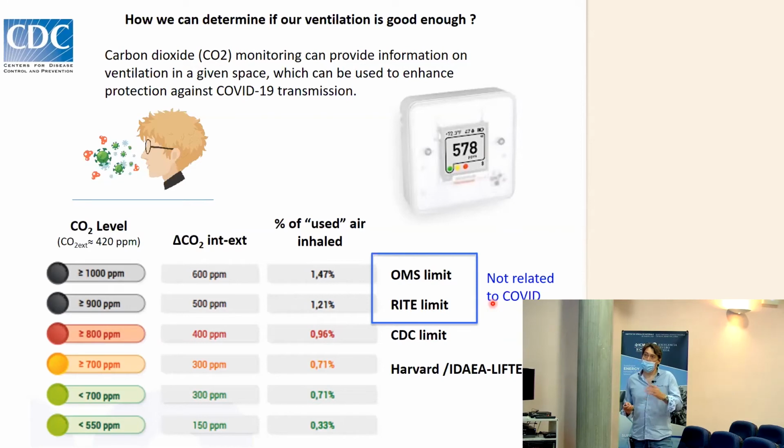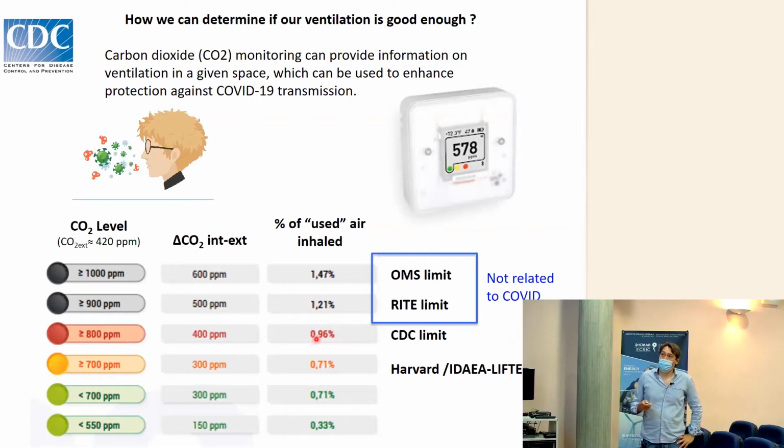Right now, our limits to avoid or to lower the possibility of transmission of COVID are around 800 for the CDC limit, and our limit was a little bit lower, 700. Well, these limits are based on models of how much air you are breathing every time you breathe that has already been breathed by somebody else. For example, at 800 ppm, 1% of the air you are breathing every time has already been breathed before by another person.